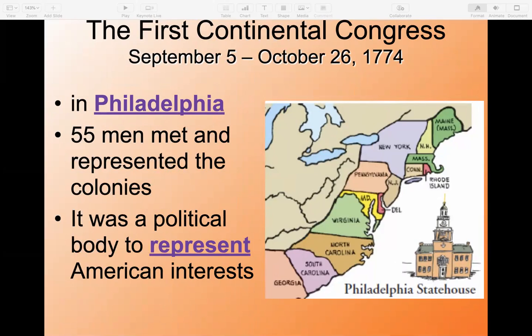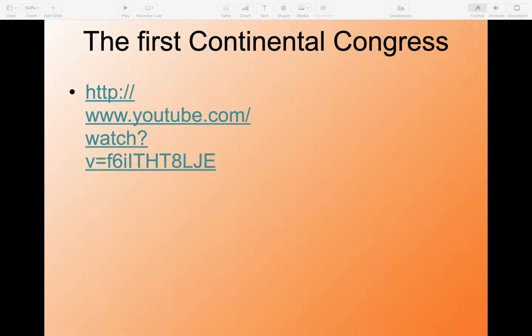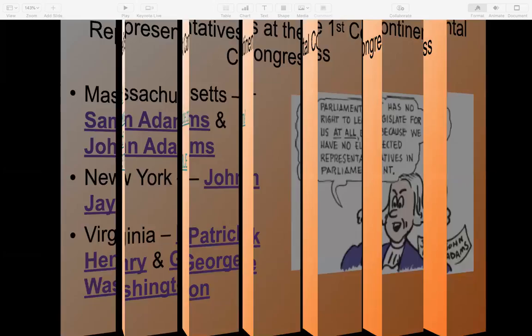Fifty-five men met and represented the colonies. It was a political body to represent American interests. And I'll put this link to the Continental Congress video, which is really good, in the description as well.